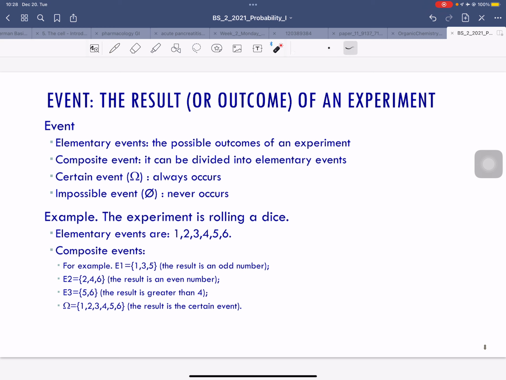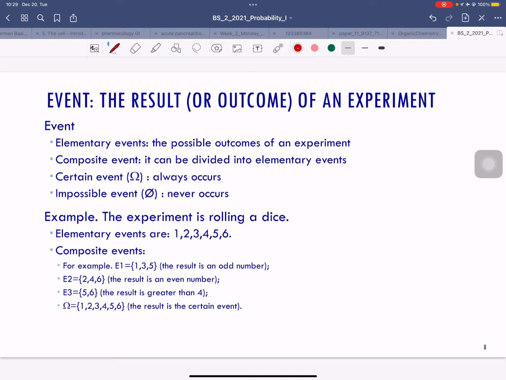One of the results is the elementary event, the possible outcome of an experiment. For example, we want to know the possibility when rolling the die. A composite event can be divided into elementary events. The certain event always occurs, and the impossible event never occurs. It's very important. I can show all of them here. We have a rolling die with all possibilities 1 to 6. Composite events are divided into elementary events, for example odd number, even number, bigger than 4. The certain event is when we can see one of the possibilities for this number. It is certain.